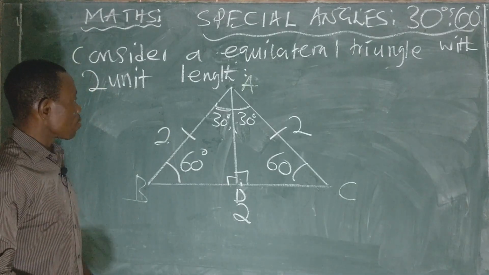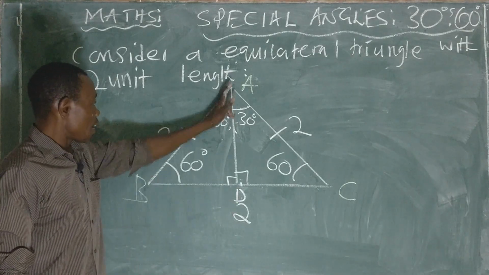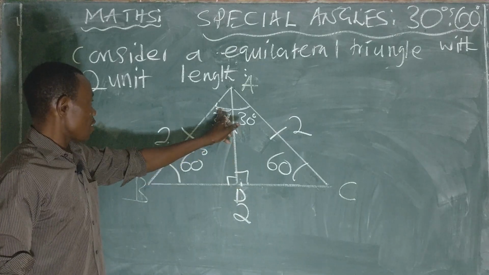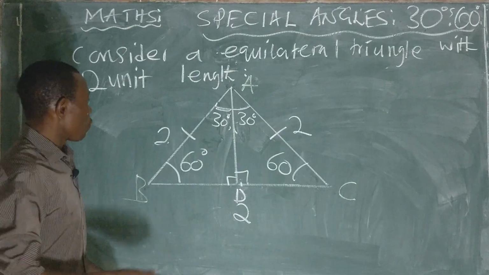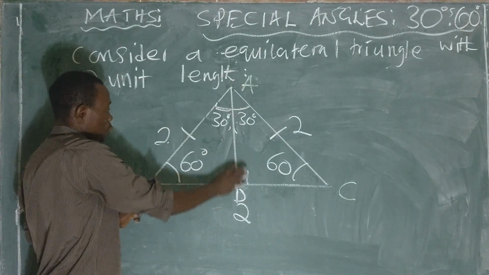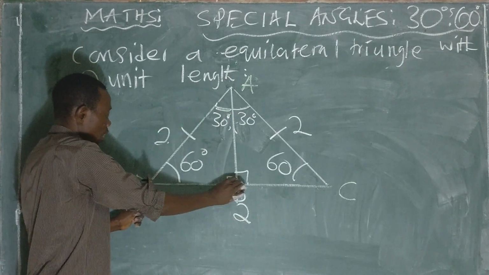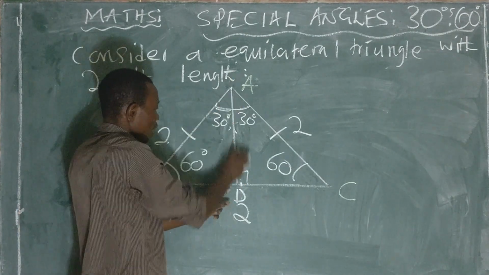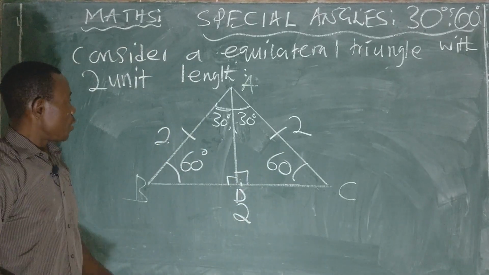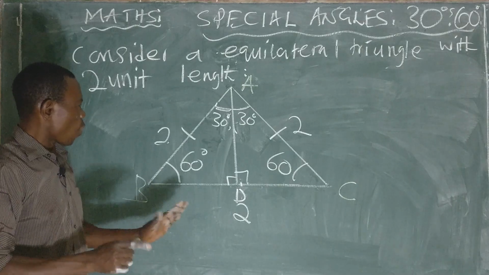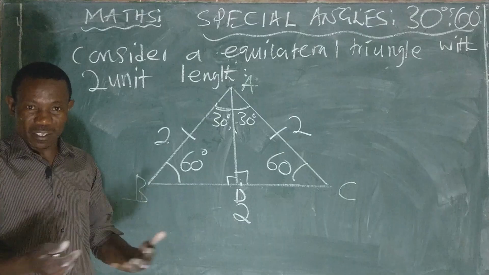As much as we know that if we construct a height like this one here, it bisects the angle up there, which is 60 degrees, we should also be able to prove that the 2 triangles which have been formed the moment we constructed this height, triangle ADB and triangle ADC, must be congruent to each other. You can use any of the congruency tests.